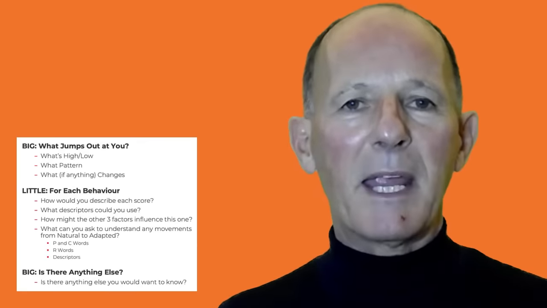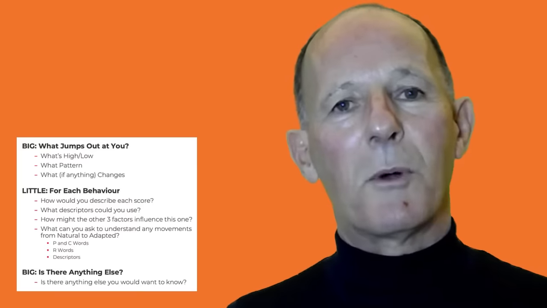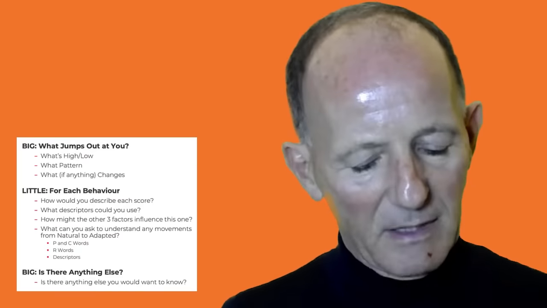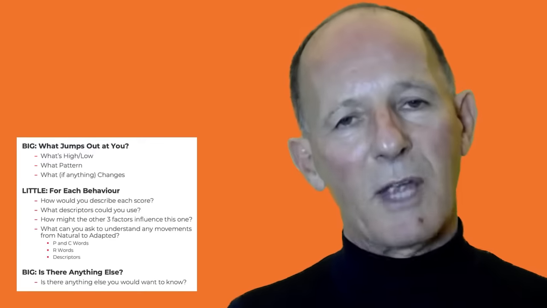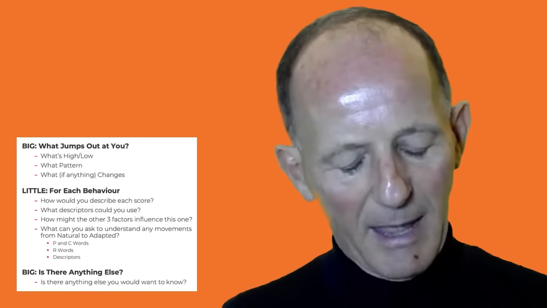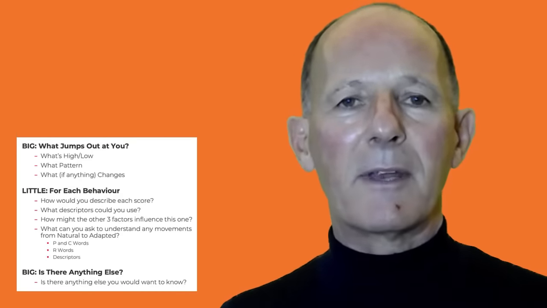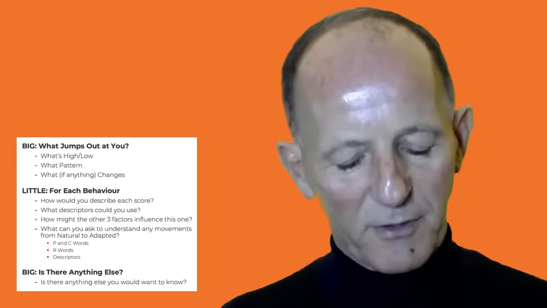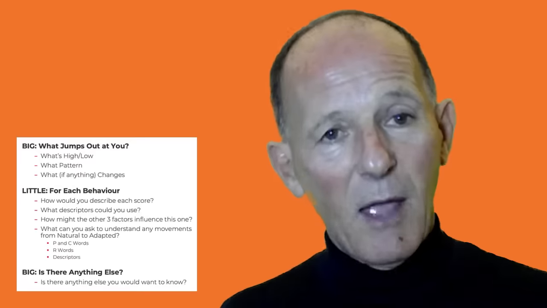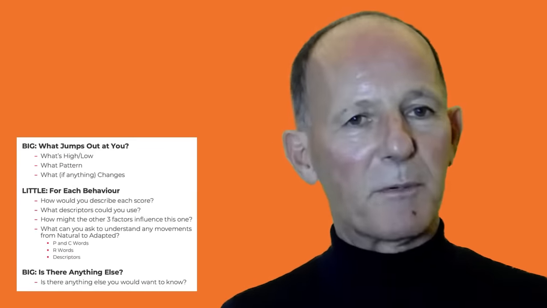Then, for each behaviour D, I, S and C, we ask some detailed questions. We go into what we call the little look. So how would you describe each score? What descriptors would you use? How would you describe it? How might the other 3 factors influence or impact it? So each one of them, how might they be impacted by the other 3 factors? And what can you ask to understand the movements between them?